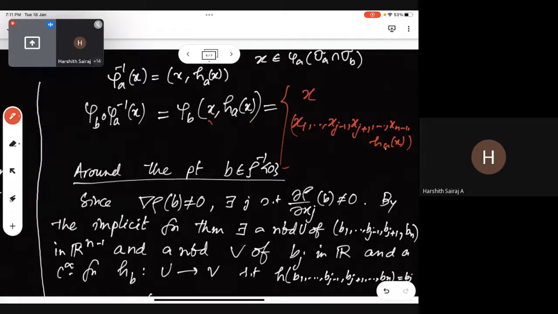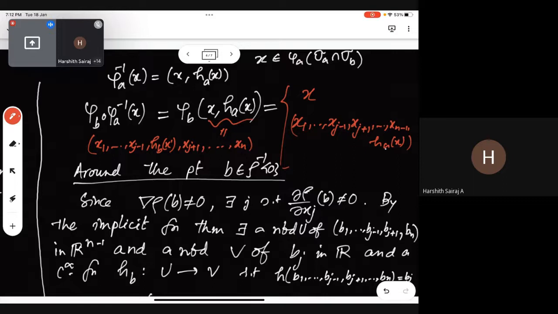So this one will also be of this form, as I said, equal to x1 up to xj minus 1, h(x), I mean, let me write it x prime, the other thing, xj plus 1 up to xn. So this is also this one, right? Because it is in the intersection, right?